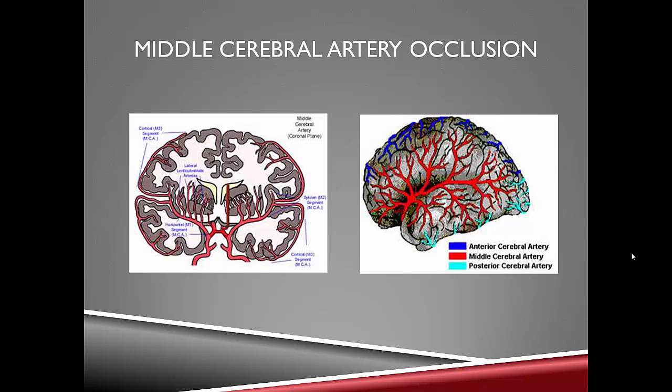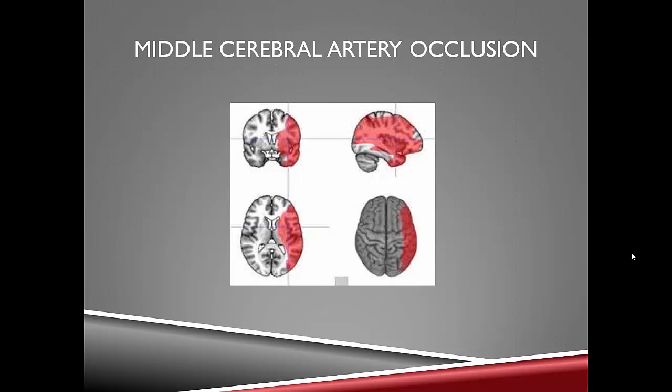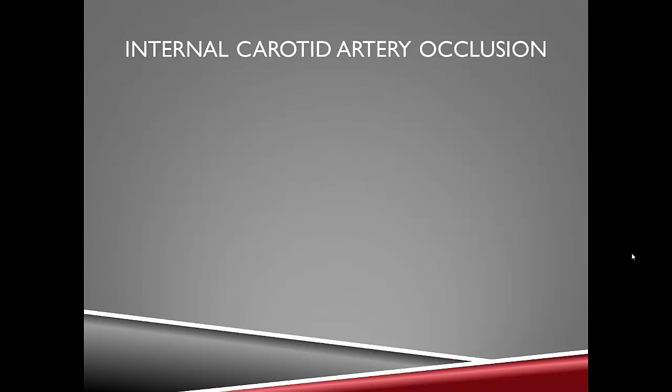To give you a better idea of the actual area of the cerebral artery, it's highlighted in red here, especially on the picture on the right. This would also be another image of generally the area that would be affected if you were to have an occlusion of the middle cerebral artery. So it's a very large area or territory within the brain.